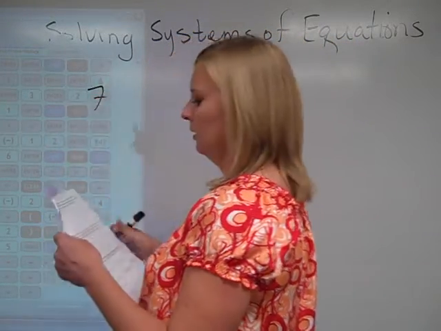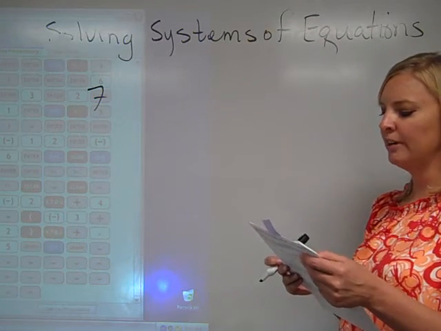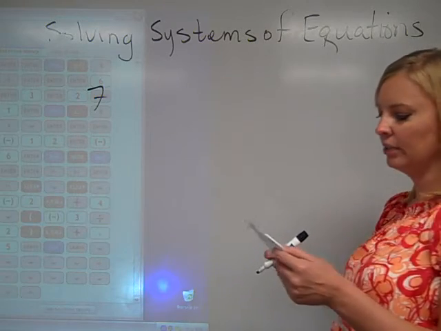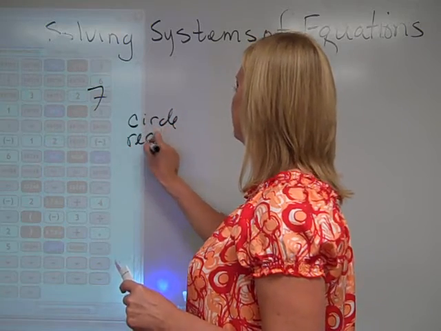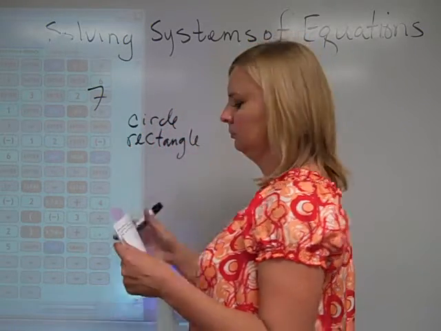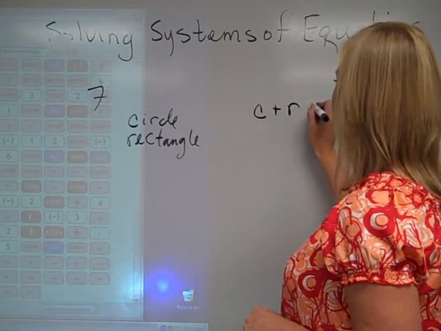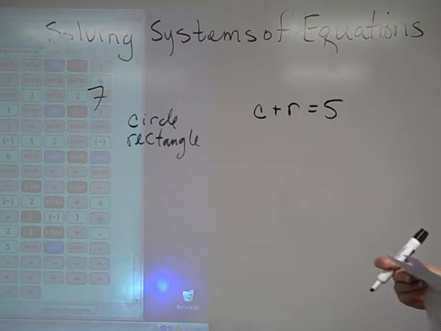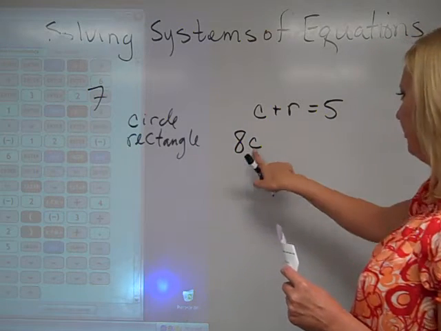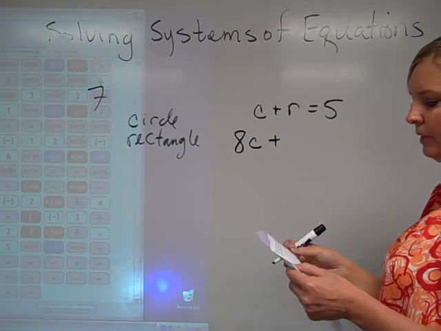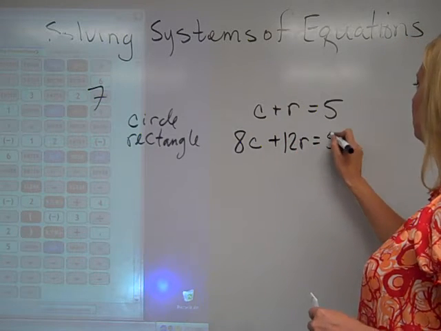Number 7. You invited 56 people to your graduation party. You can afford to rent 5 tables, round or rectangular, each costing the same. So let's talk about circle tables and rectangle tables. You can afford to rent 5 tables. So circle plus rectangle equals 5. Each round table seats 8 people. 8 people fit in a circle. Each rectangular table can fit 12, for a total of 56 people.